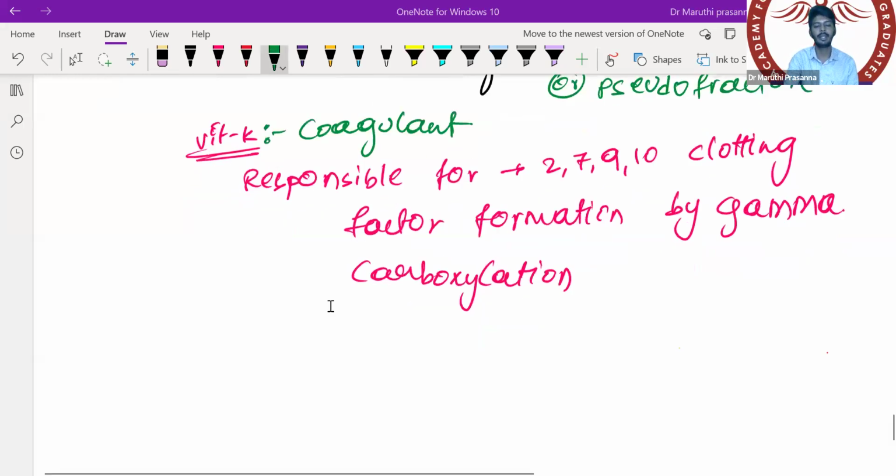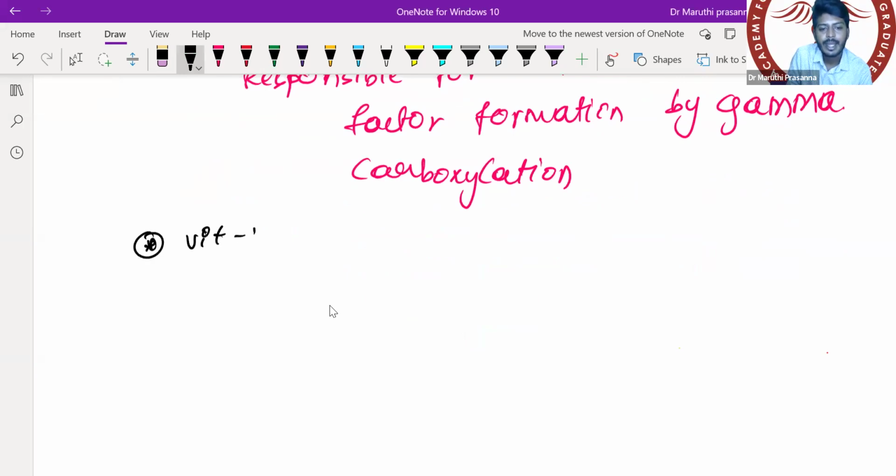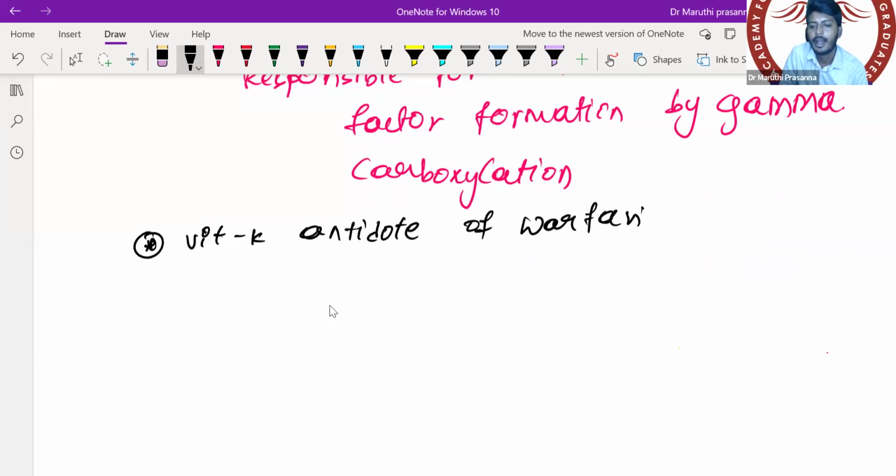Okay. Now, once we know vitamin K is a coagulant, what are the points which we need to recall from the exam point of view? The first point is vitamin K is the antidote for which poison? Antidote of warfarin, and vice versa, because warfarin is the antidote for vitamin K overdose. Very good. Vitamin K is the antidote for warfarin overdose. That is point number one.